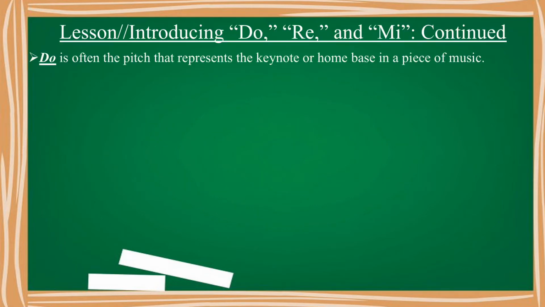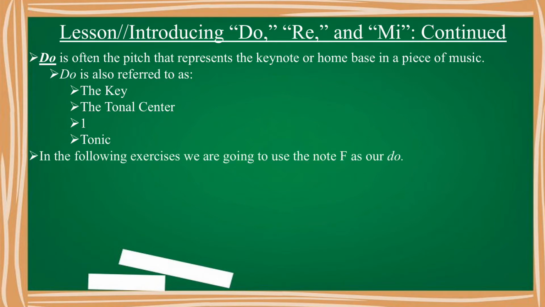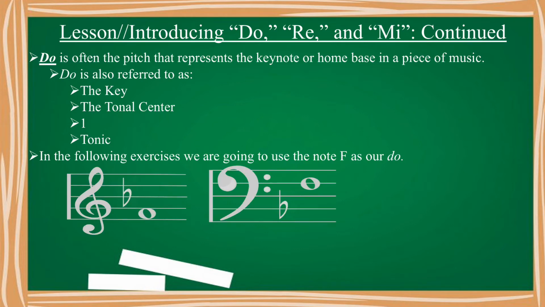Do is often the pitch that represents the keynote or the home base in a piece of music. Do is also referred to as the key, the tonal center, one, tonic. In the following exercises, we're going to use the note F as our do. So if you're reading off of the treble clef, it'll look like that. And if you're reading off of the bass clef, it'll look like that.